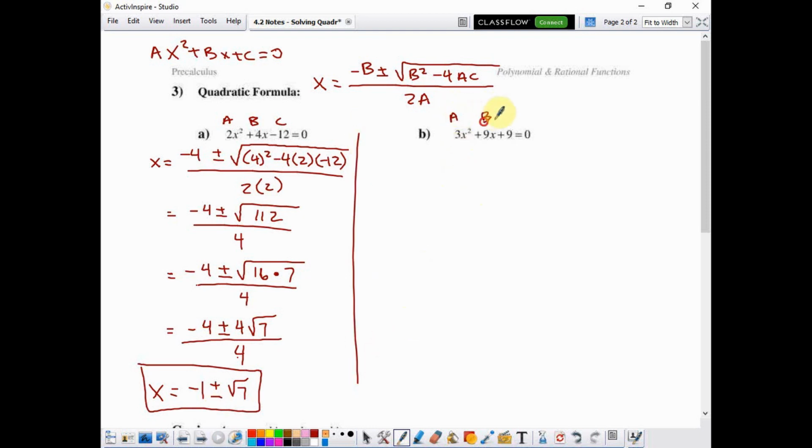Here's my a, b, and c. So x equals opposite of 9 plus or minus the square root of 9 squared. I like to put parentheses around this, even though it doesn't really make a difference, because when b is negative, if I don't put parentheses there, maybe when I put it in my calculator I forget parentheses, and it doesn't square the negative, so what's underneath my radical gets messed up on me. So I like to put those parentheses there. So then minus 4 times a times c, all over 2 times a.